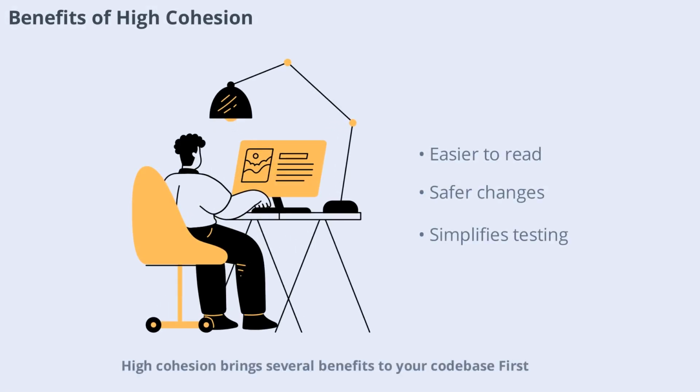High cohesion brings several benefits to your codebase. First, it makes your code easier to read and understand since each module has a clear purpose. Second, it reduces the risk of bugs when making changes because you're less likely to affect unrelated functionality. Third, it simplifies testing as each module can be tested in isolation. Overall, high cohesion leads to more robust, flexible, and maintainable software, which is exactly what every developer wants.